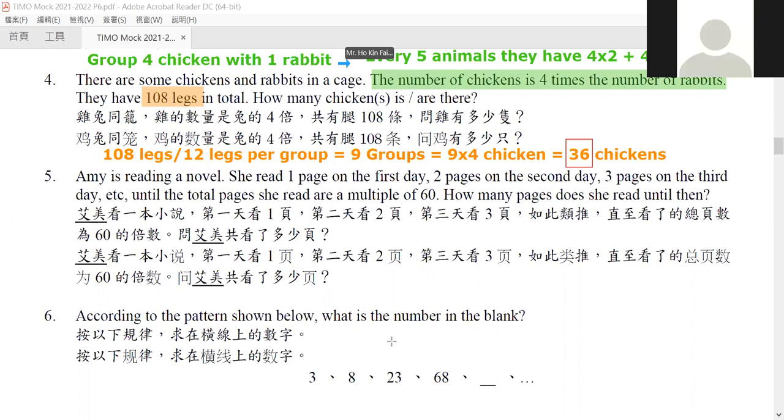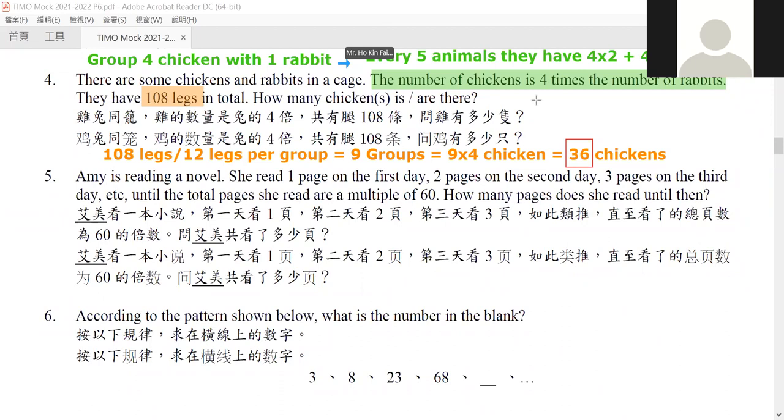So we group them. If we group the animals in different groups, because we know that for every rabbit they will have 4 chickens. So we group a rabbit and 4 chickens together. For all these animals, they will be having integral numbers of groups, and hence we can find out how many groups there are, and then we use the groups to deduce how many chickens there are. Okay, so this is question number 4.